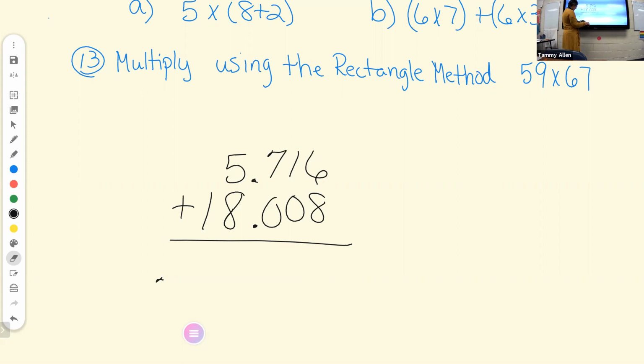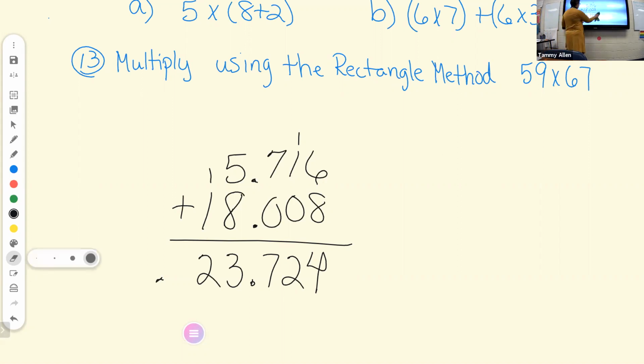What's 6 plus 8? Did you get 23 and 724,000? Yes. Okay. And number 10, what's the least common multiple of 4 and 6? 12. Any questions so far? All right.